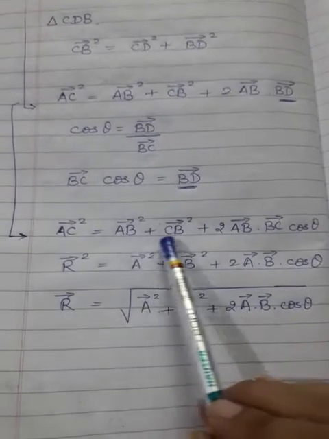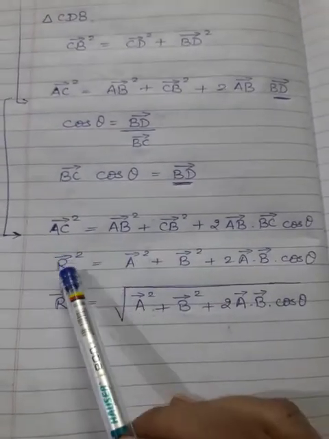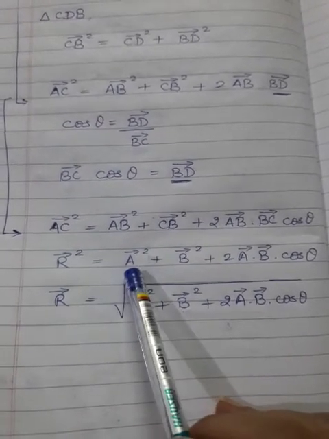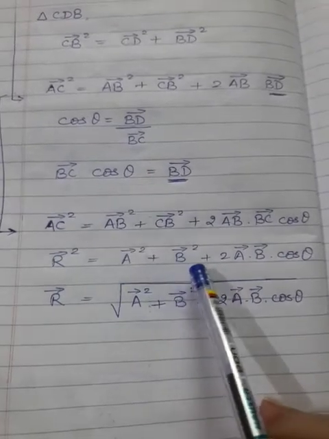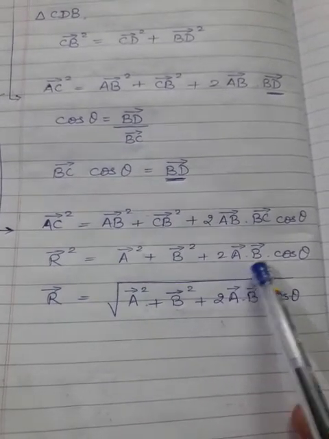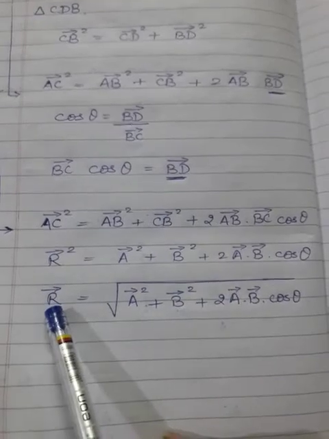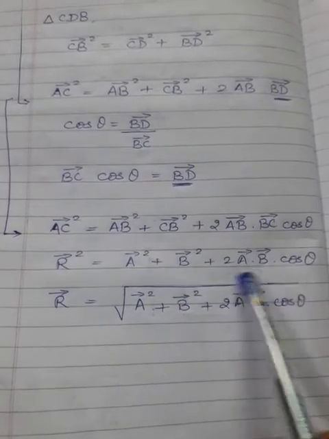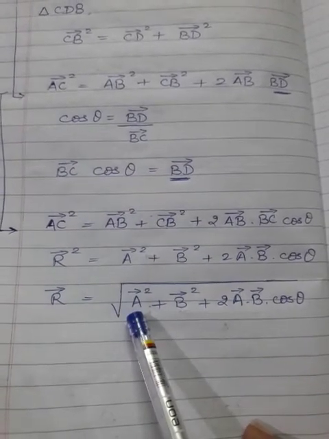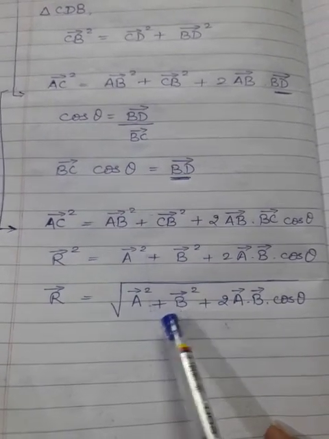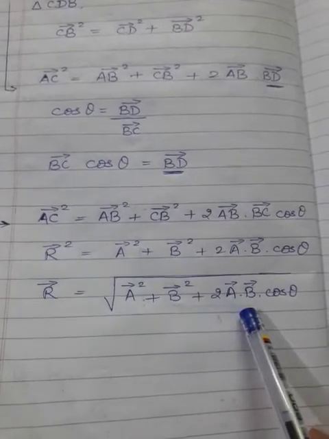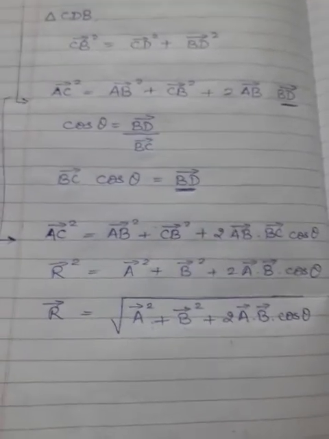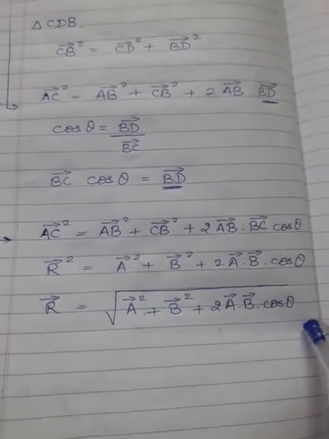Now substituting the values of these vectors, AC is your R, hence vector R square is equal to vector A square plus vector B square plus twice vector A vector B cos theta. So the resultant vector R is equal to the square root of vector A square plus vector B square plus twice vector A vector B into cos theta. Hence, it has been proved and you get the formula to find the resultant.